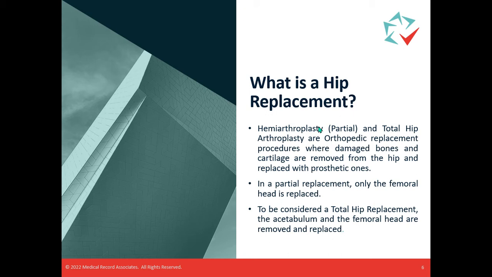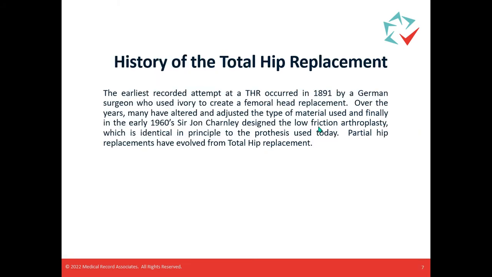We will go into greater detail of what exactly that means shortly, but first, let's have a little history lesson. The earliest recorded attempt at a total hip replacement occurred in 1891 with the use of ivory to create the femoral head. Over the years, techniques and implant materials have evolved, but the principles that are used today for hip arthroplasties were actually developed in the early 1960s.